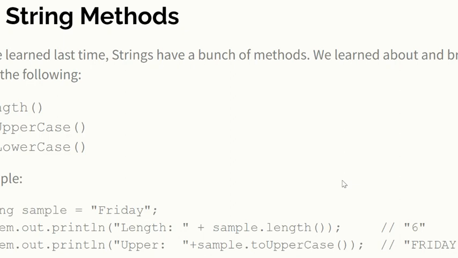Okay, so last time we learned about strings a little bit, and we even used dot length and uppercase and toLowerCase, right? Somebody nod. Yeah? Okay, awesome. And here's an example. I made a string called sample that contains the word Friday. And if I print the length, I get 6. Although it would say length and then 6. And then uppercase, it gets uppercase.